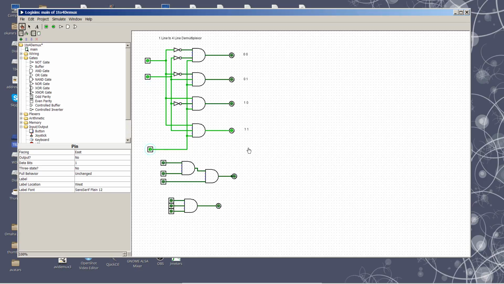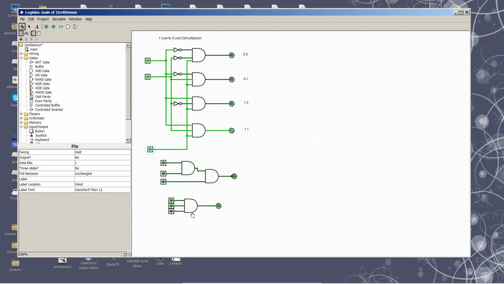Now, this is the first case where we've used 3 input ANDs. Normally we've just had 2 inputs on the ANDs, but here we have 3. It means that with 3 inputs onto an AND gate, the output will be true if all 3 are true. If any one of them isn't true, the output will be false.